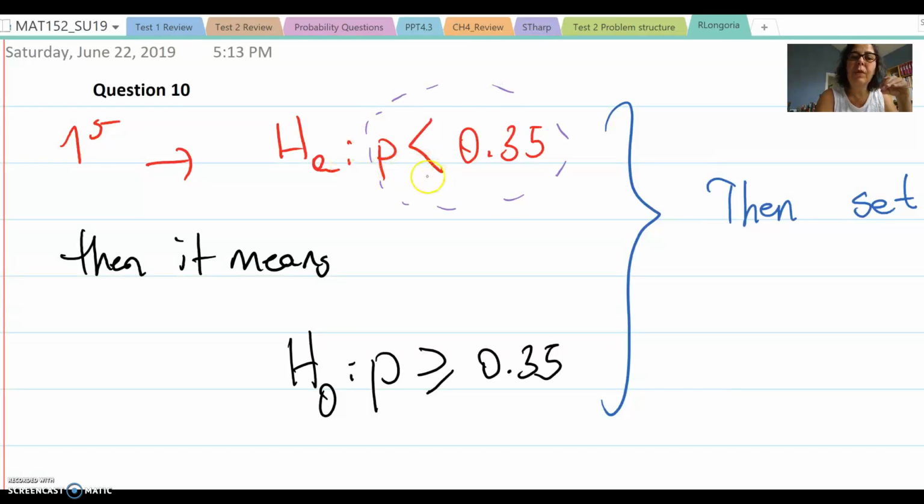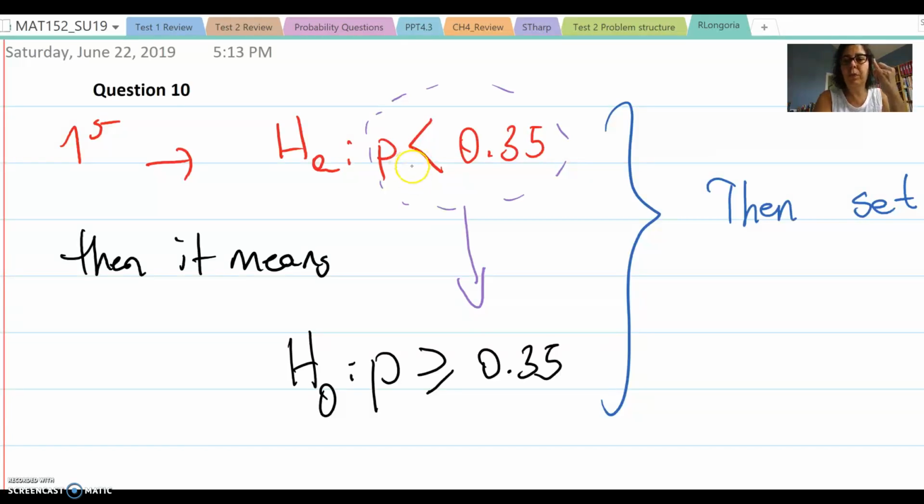Because we don't have any little line there, this is going to go to H alternative. And because they say claim, our claim this time is at H alternative. So we're going to find the complementary event of it, which will be H null, P, again, population proportion, greater than or equal to 0.35. So two things we need to be careful here.